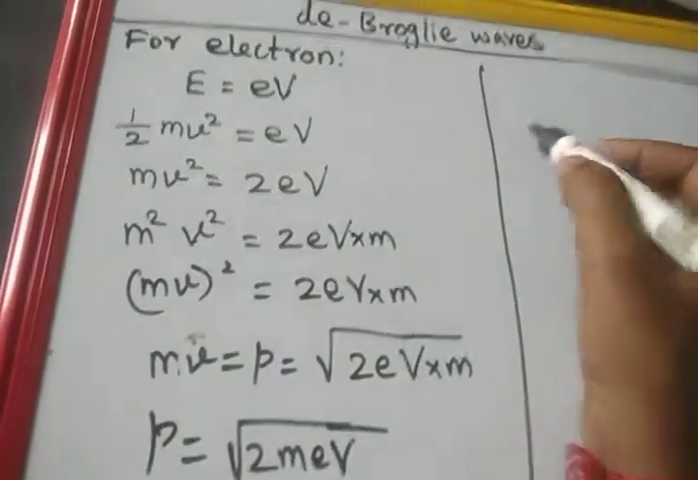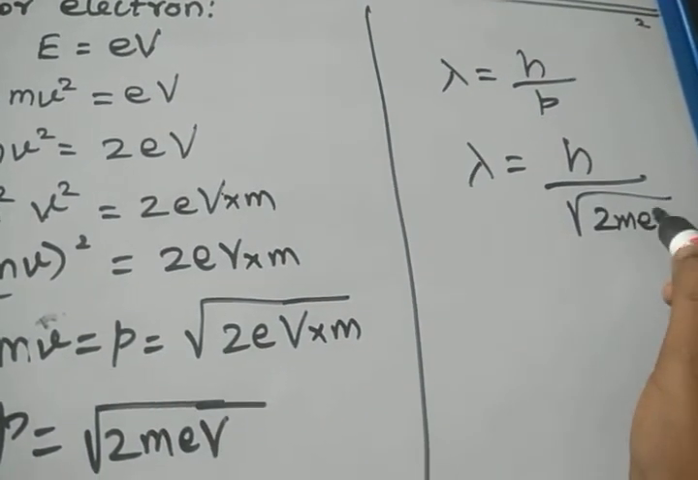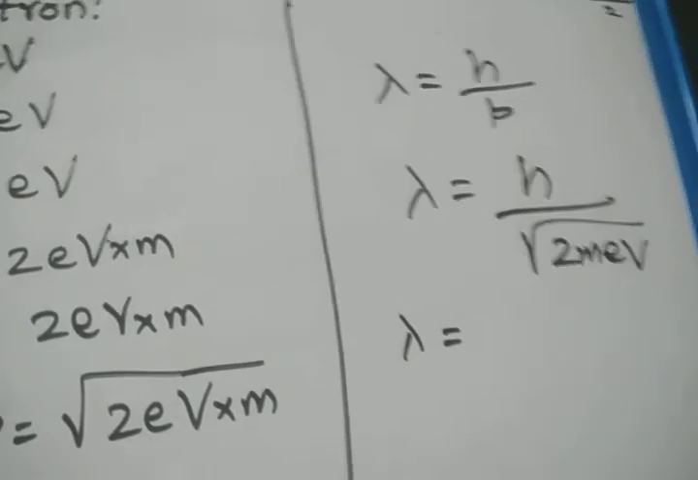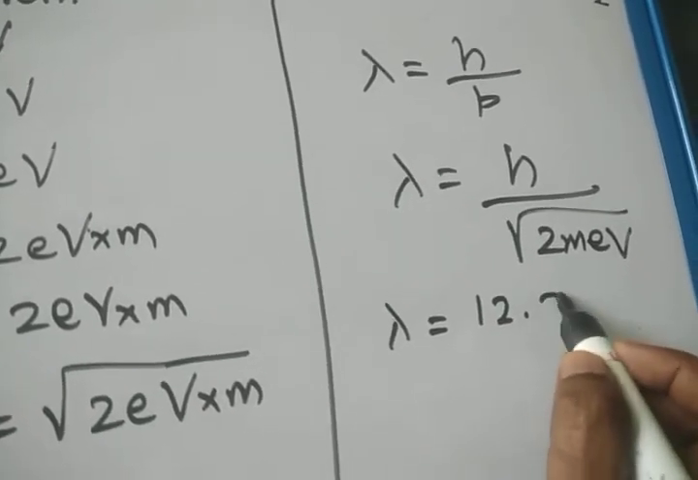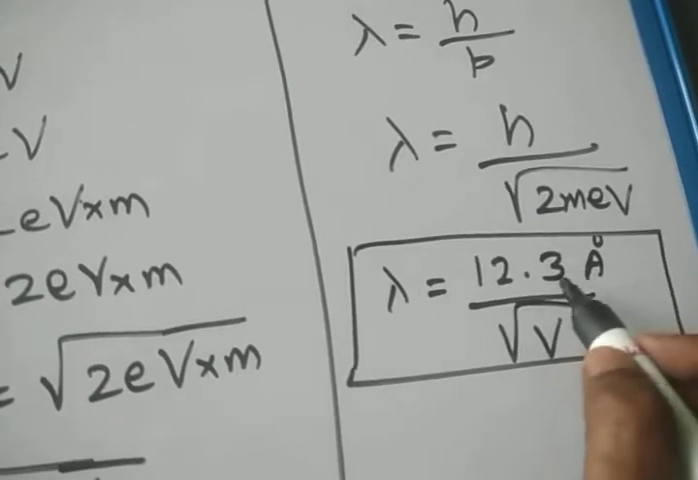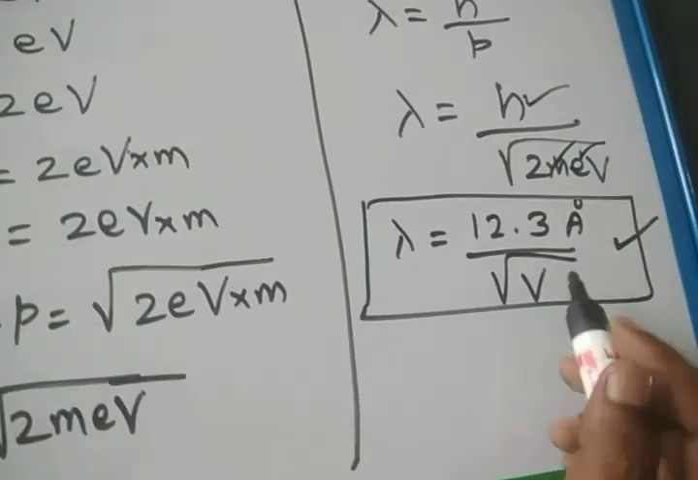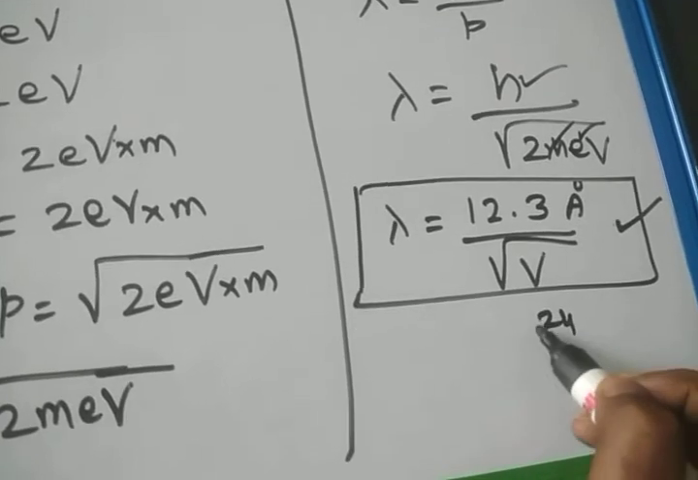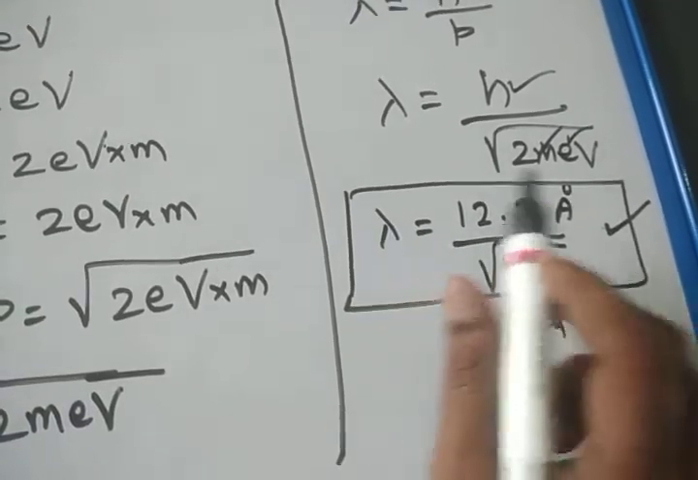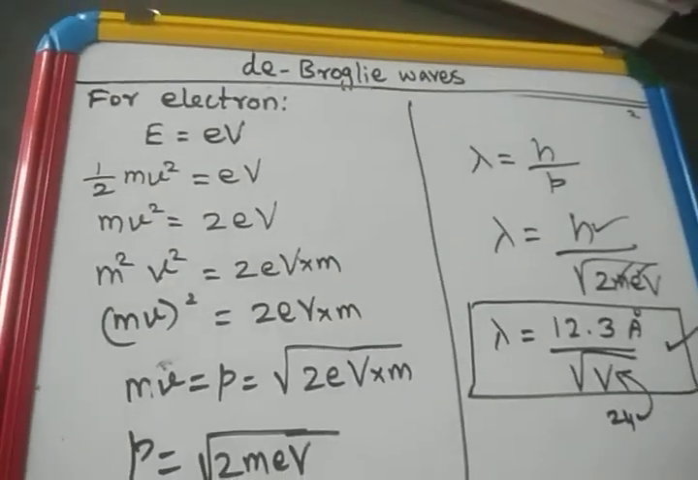So what is the De-Broglie wave? Lambda is equal to h by p, where p is equal to root of 2meV. If you substitute the value of h, the mass of the electron and the charge of the electron, we get the value 12.3 divided by root V, that is 12.3 Angstrom, the wavelength in Angstrom. No need to substitute the h, m and e values; directly you can use this formula for problems. If the electron has 24 volts applied, substitute 24 instead of V and find the number. This is the wavelength of the moving electron.